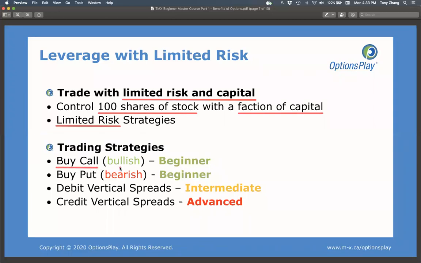So two of the strategies we're going to discuss here today are buying a call option, which is a beginner bullish strategy, and buying a put option, which is a beginner bearish strategy. And right here, just by learning how to buy puts, many times this expands your horizon by doubling your potential opportunities.